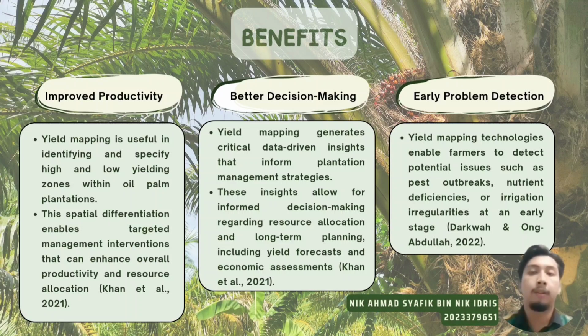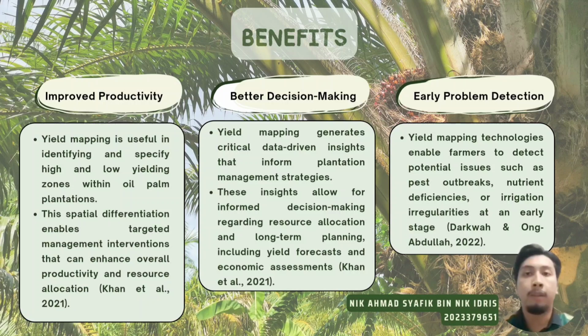So I will present about the benefit and application of yield mapping in precision agriculture for oil palm. So for the benefit, first one, improve the productivity. Yield mapping is useful in identifying and specifying high and low yielding zones within oil palm plantation. This spatial differentiation enable targeted management intervention that can enhance overall productivity and resource allocation.